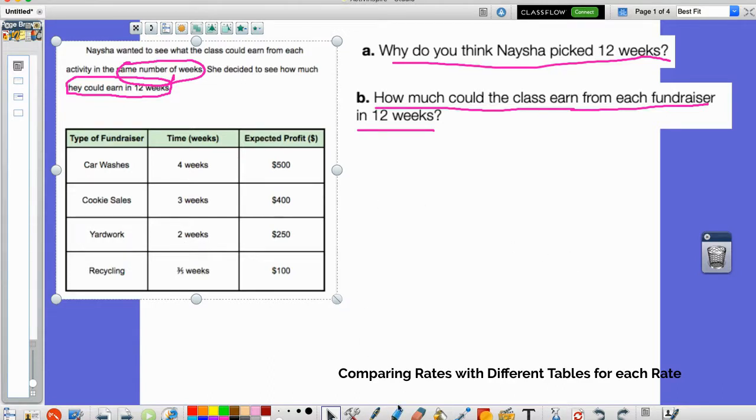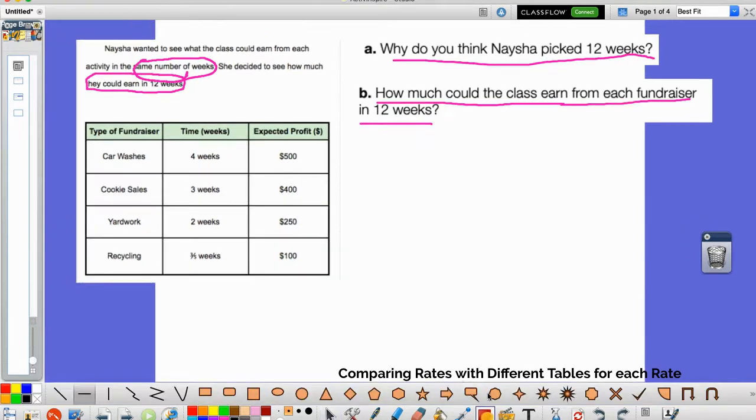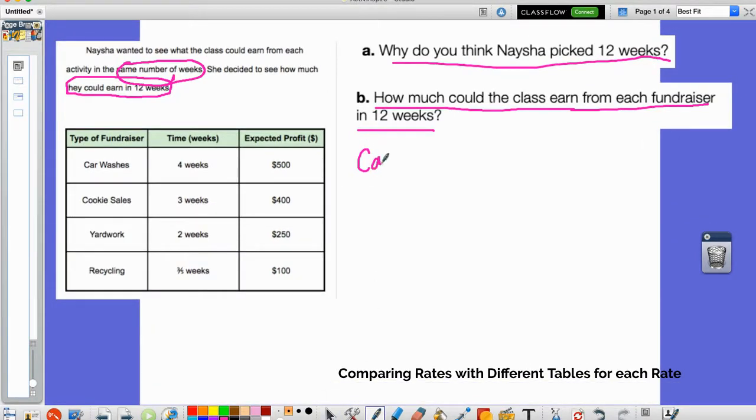So what I'm going to do first is draw tables for each one of these. So for example, car washes, I'm going to write car washes right here. I'm going to draw my vertical table. So I'm going to go top to bottom here, and I'm going to go weeks and profit. And so in 4 weeks, we know that car washes can get 500. It's right here, 4 and 500. I'm going to copy that down.